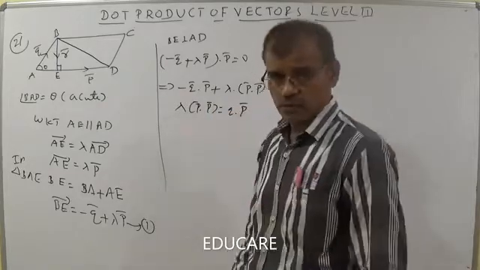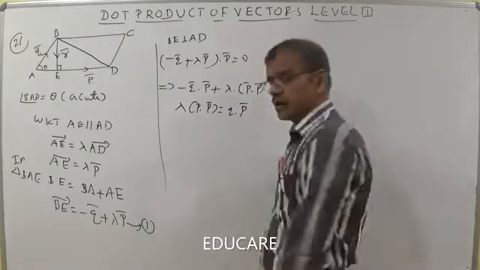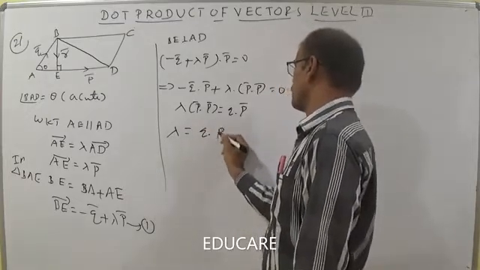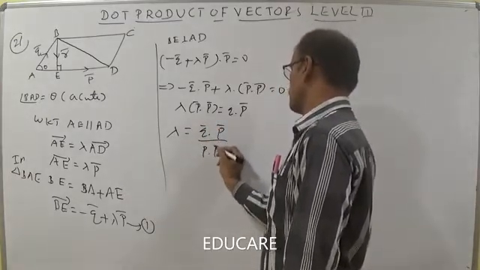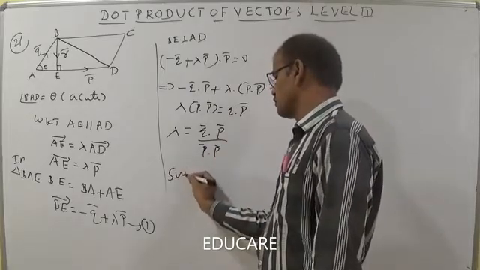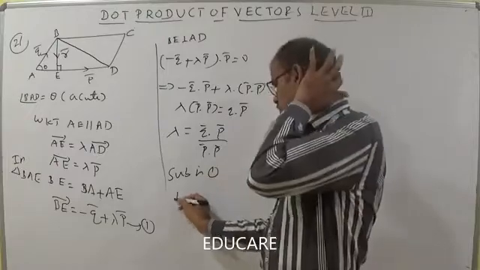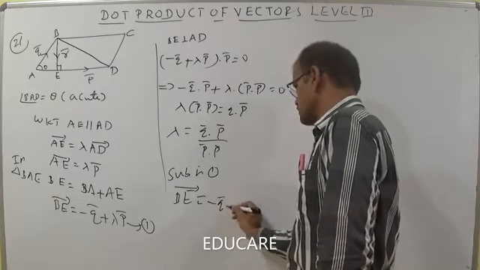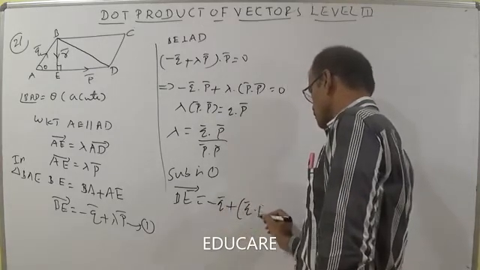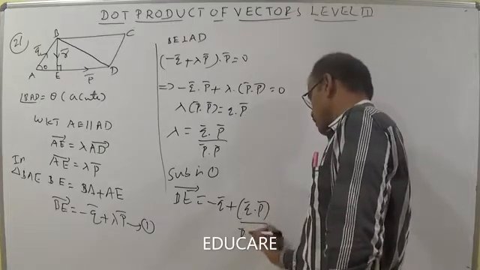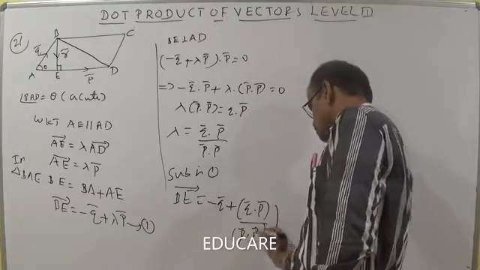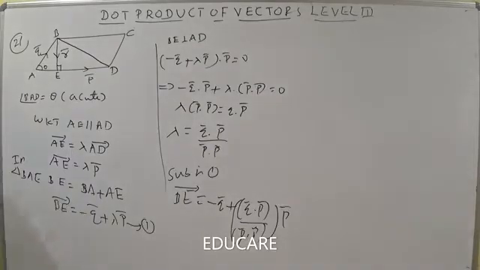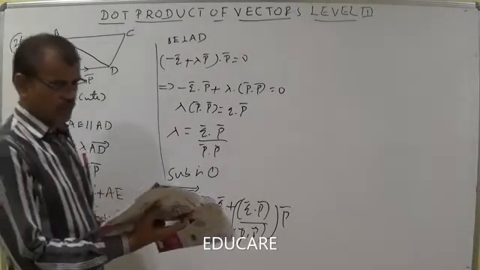Don't cancel the P bar and P bar here. This is a vector, this is a vector. If two vectors are multiplied by a dot product, it becomes a scalar, so don't cut off. Lambda is equal to Q bar dot P bar by P bar dot P bar. Now substitute the value in equation 1. We get vector BE is equal to minus Q bar plus Q bar dot P bar by P bar dot P bar into P bar.